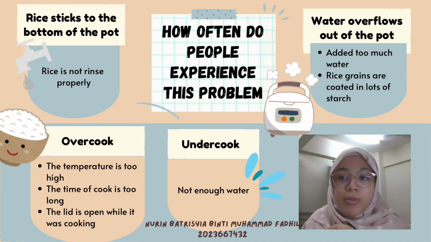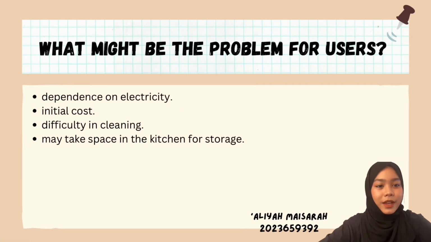The last problem is the water overflows out of the pot. This happens when we add too much water and the rice grains are coated in a lot of starch. When we boil the rice in the pot, the starches form big, soapy, angry bubbles that steam pushes up and out of the pot. Next, we're gonna head into what might be the problem for users.